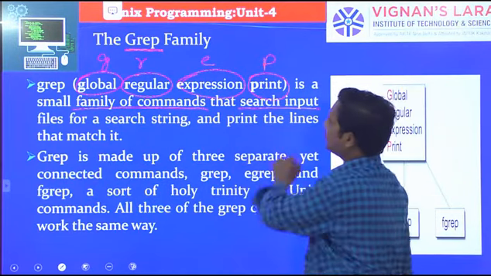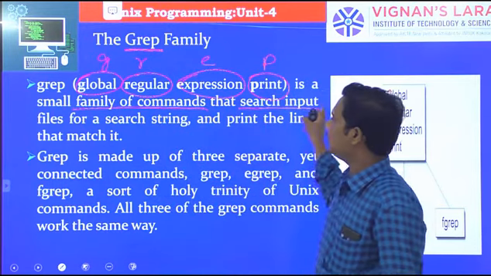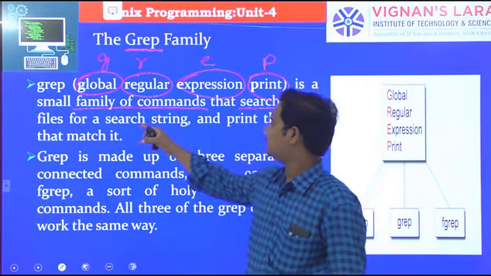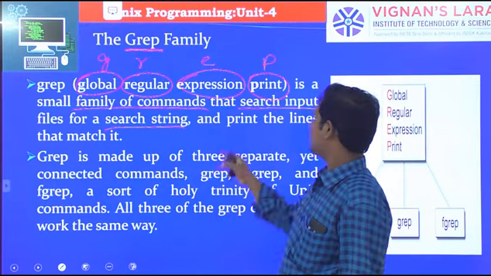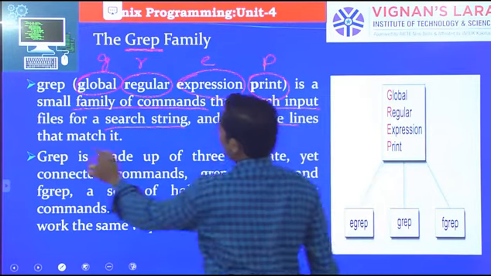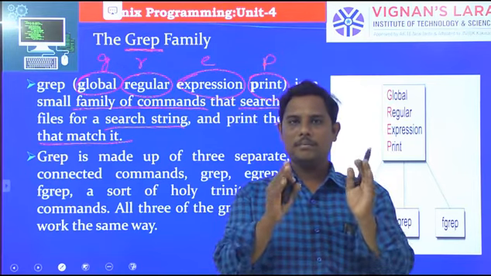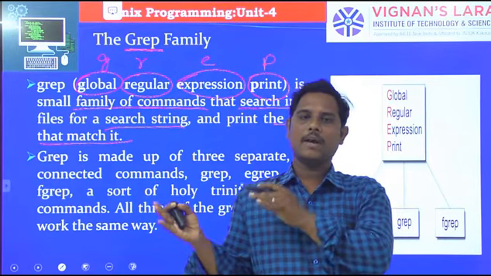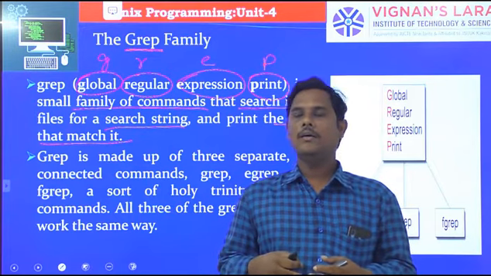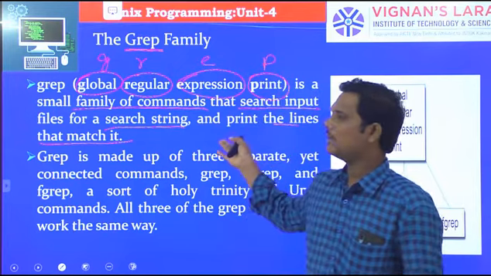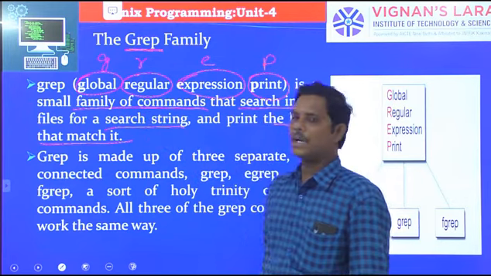What is the use of the command? It is used to search the input file for a search string, whatever string you want to search, and print the lines that matched. So whatever you want will be searched. If it is matched in the particular file, it will display the particular line. So to search a file pattern easily, we can use the grep command.